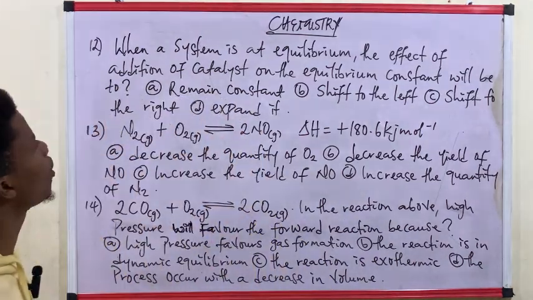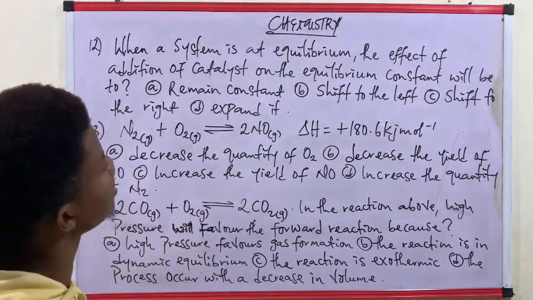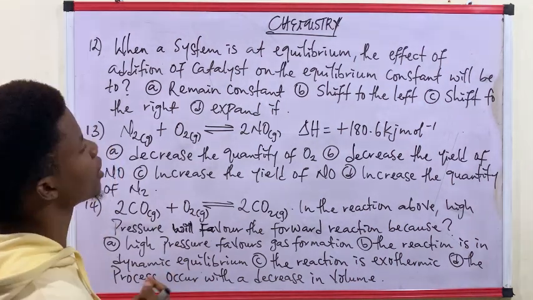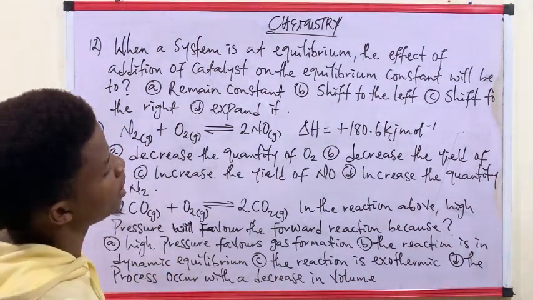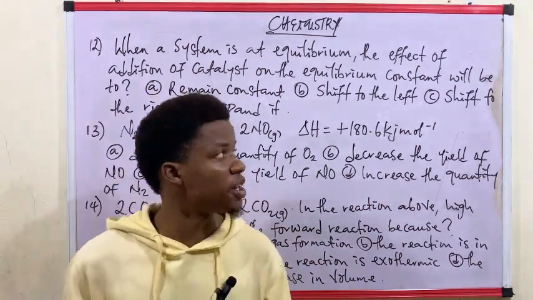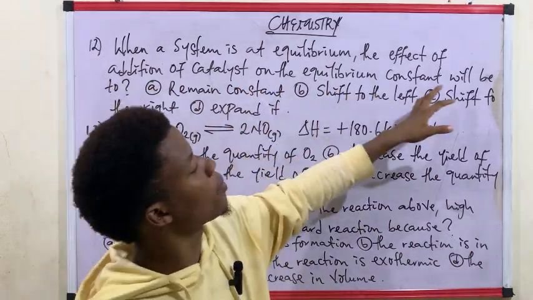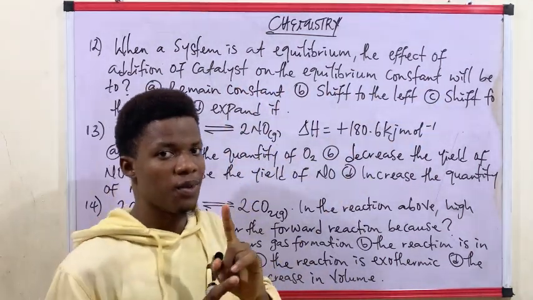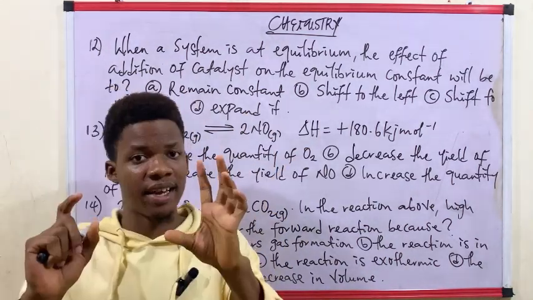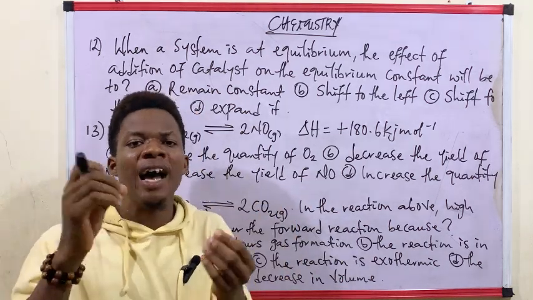So now question 12, it says, when a system is at equilibrium, the effect of addition of a catalyst on the equilibrium constant will be to: A, remain constant; B, shift to the left; C, shift to the right; D, expand it. Now this question is very tricky. They said addition of catalyst, the equilibrium constant will be to. This last sentence makes you feel as if it's going to have a change. There must be an effect.